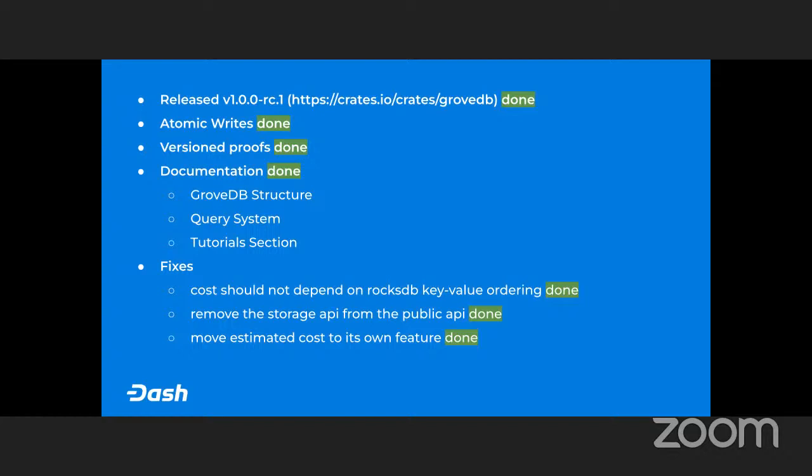And then we did some API refactoring. So we prevented the storage API from being exposed outside of the Grove DB API. And then we moved the estimated cost into its own feature, because not everyone using Grove DB would want to get the estimated cost for an operation before running the operation. It's a very niche requirement. So we moved that into its own feature. If you want that, you just add the feature. So yeah, that's basically it. So I pass it to Paul to talk about the release.